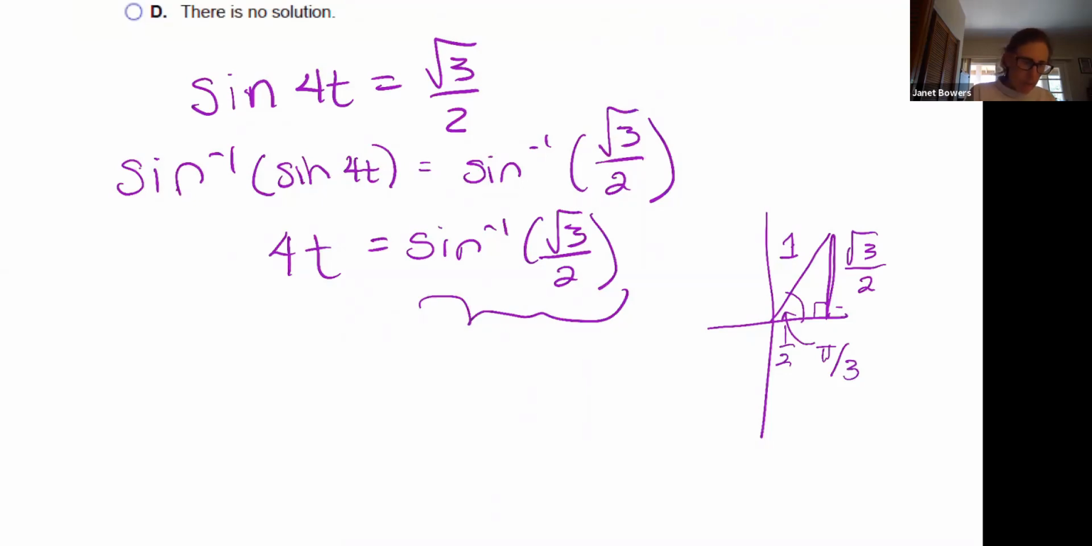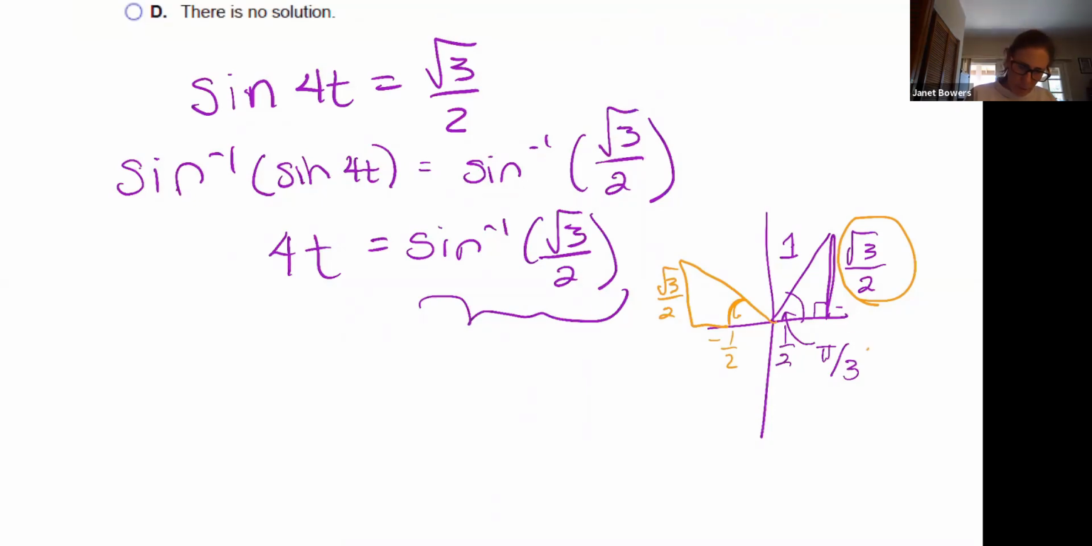Now, don't forget that the angle whose sine is radical 3 over 2 could be over here also, because the sine is still positive in the second quadrant. So it could be radical 3 over 2 here and negative 1/2 here. And so this angle would be 3 pi over 3 minus pi over 3.